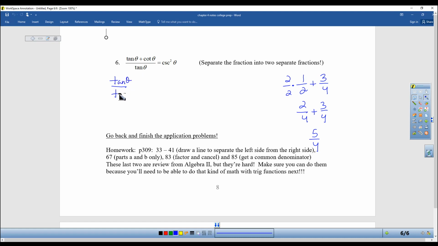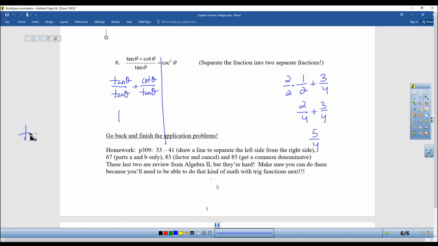Tangent of theta over tangent of theta plus cotangent of theta over tangent of theta. So think about that. Now that they have a common denominator, I could put them back up to that first step. But very unusual. We're separating the fraction into two separate fractions. Make my line to make sure I don't accidentally cross it. So this becomes 1.